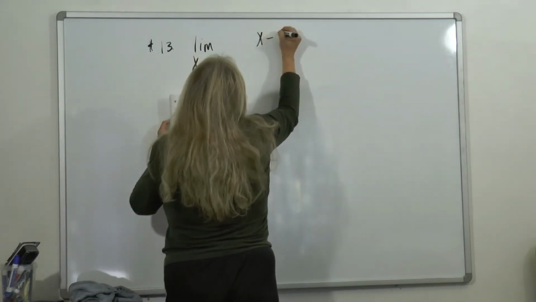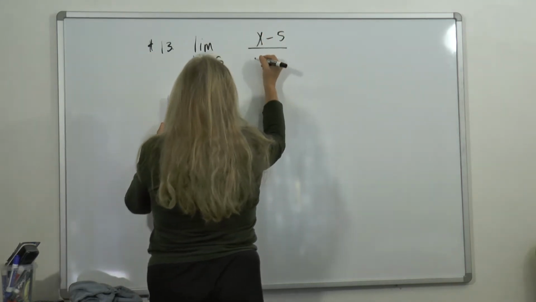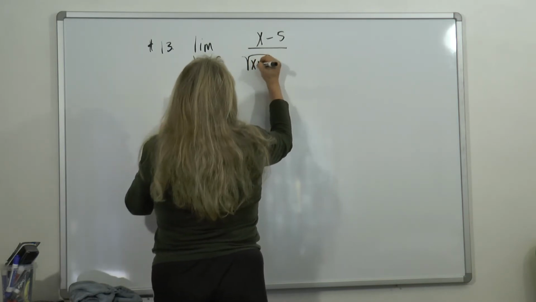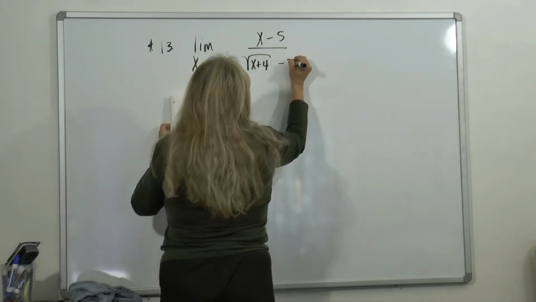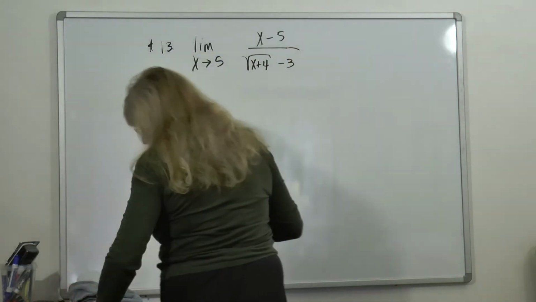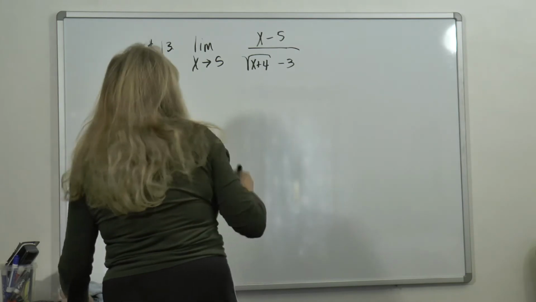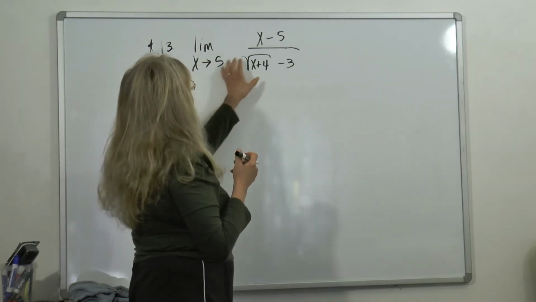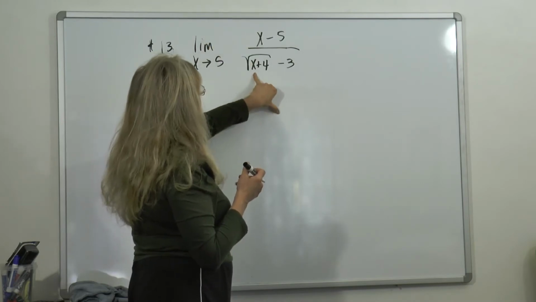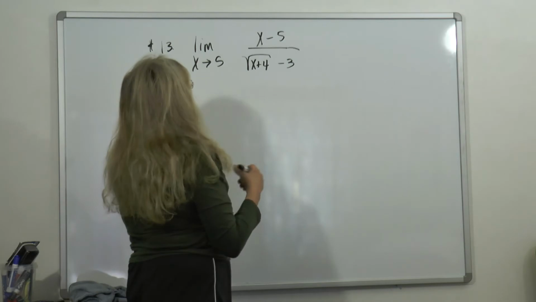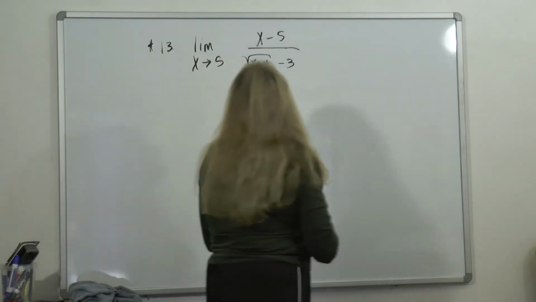Okay, this one is a little dicey. I don't know how much algebra you remember, if you have your summer brain on or whatever. Now this one, if I let x equal 5, you would have 5 minus 5, and then the square root of 9 is 3 minus 3, so it's 0 over 0, undefined. So we have to simplify this.